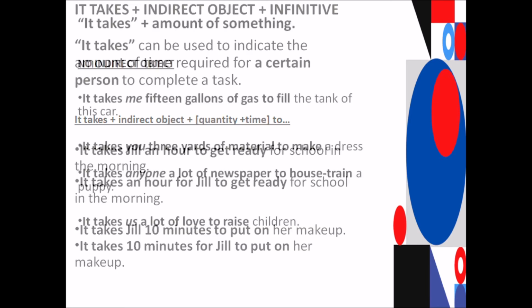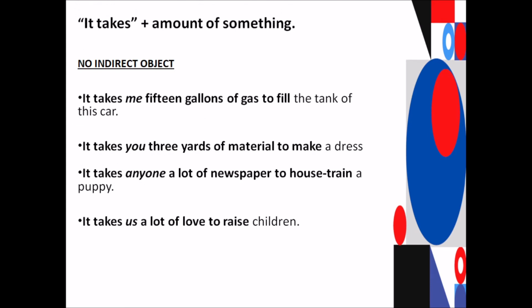Let's see the next one. Now we have it takes plus the amount of something. Okay, now we don't have any indirect object. We have only... we're directing our information here. Example 1. It takes me 15 gallons of gas to fill the tank of the car. So now there's no indirect object. I'm saying that I take 15 gallons of gas to fill the tank. So it takes me 15 gallons of gas to fill the tank.